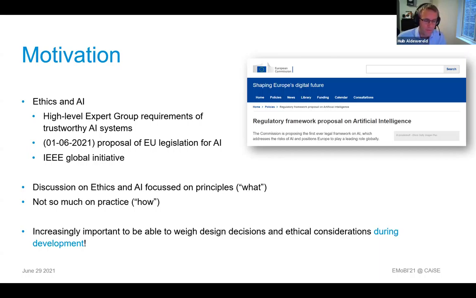And as we're moving forward and this legislation is coming up, it's becoming more and more important that we have means to include the ethics into the development process, so to make sure that we comply with legal and moral regulations by the design of the system instead of by looking at the artifact that is a result of the design.